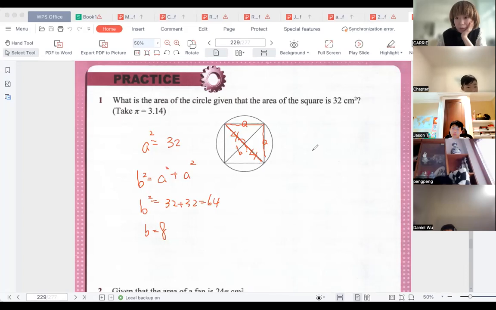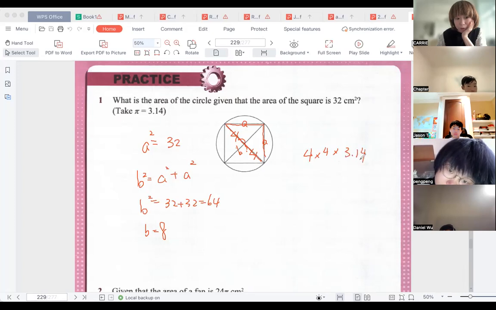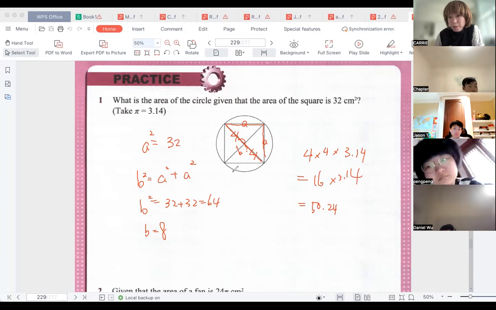Correct, everybody? Okay, so what is the area of the triangle? Sorry, the area of the circle is 4 times 4 times 3.14, so equals 16 times 3.14 equals 50.24. Jason, think about it. Which part are you making mistakes? Tell me. I forgot to do the Pythagoras theorem part.